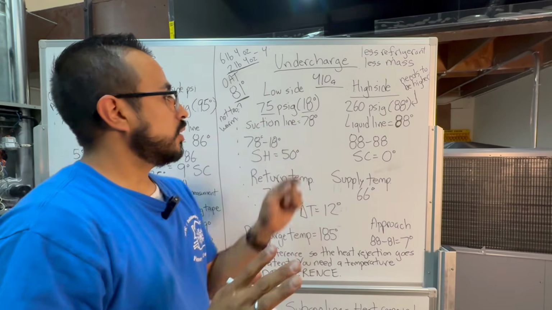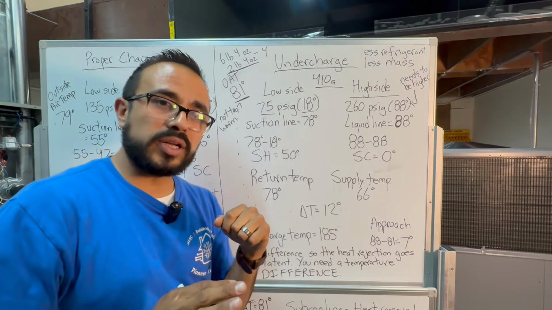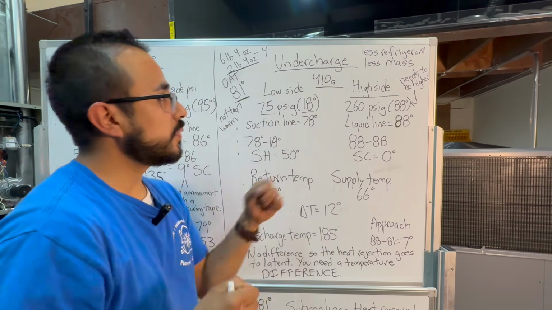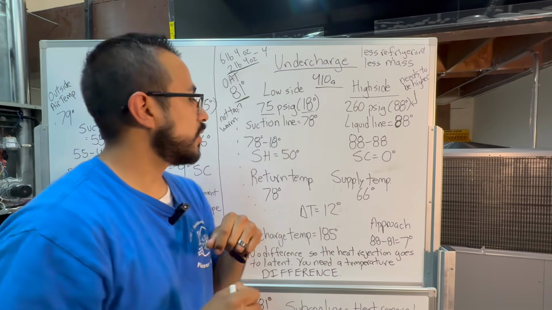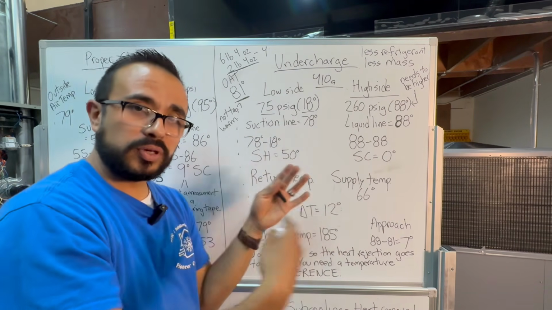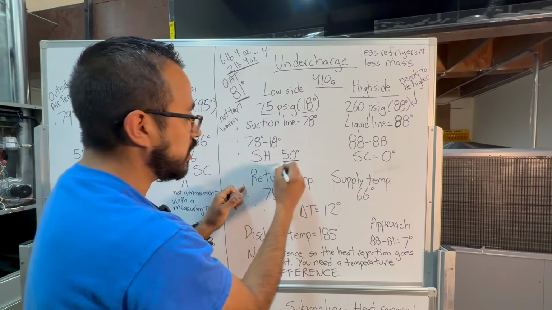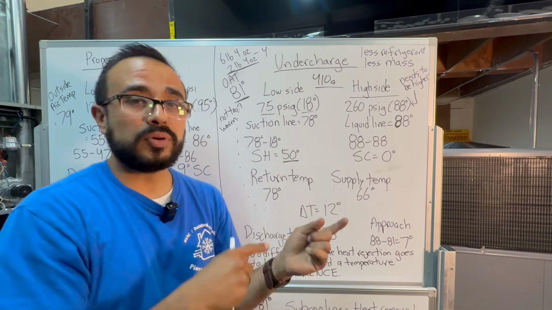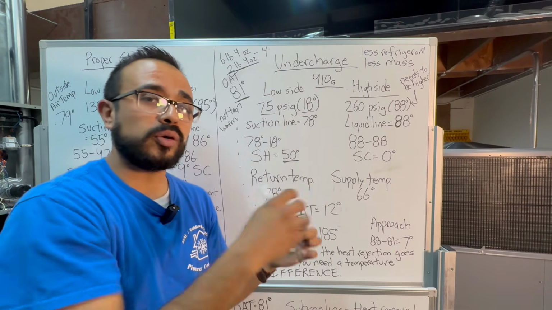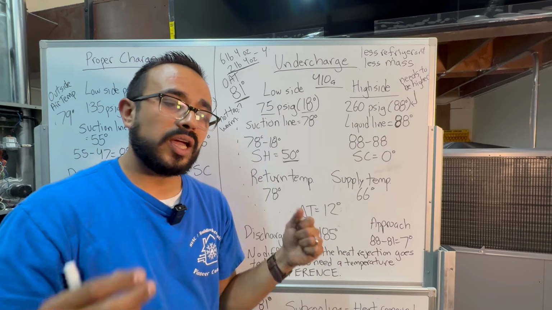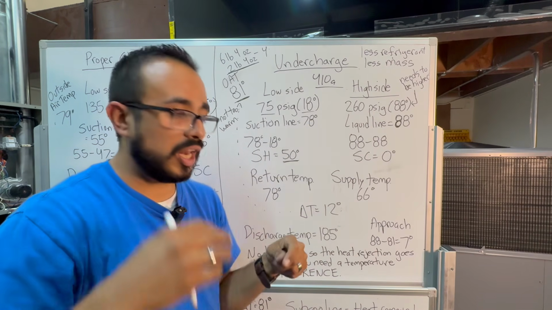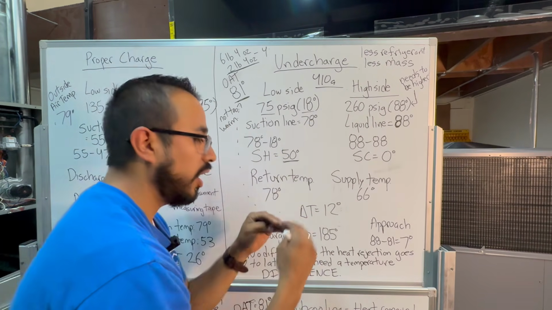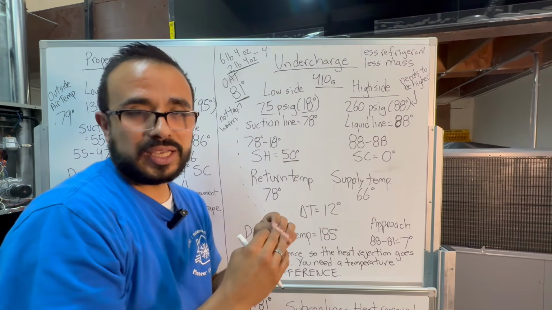Okay? My suction line was 78 degrees. Suction line was 78. Liquid line was 88. So when I calculate my superheat and subcool, my superheat was 50. You see? Superheat 50, high superheat. Do you remember what that is? A starved evaporator. The liquid boiled off too soon and it gained a lot of sensible heat, a lot of temperature.